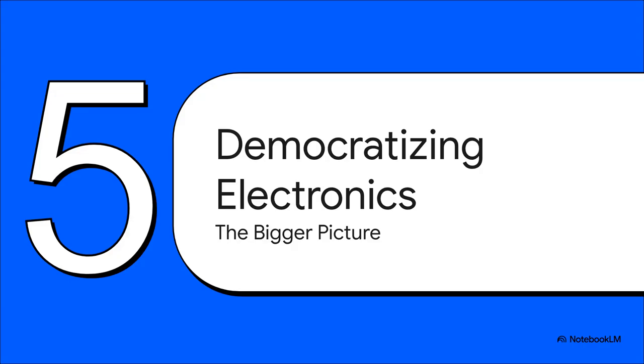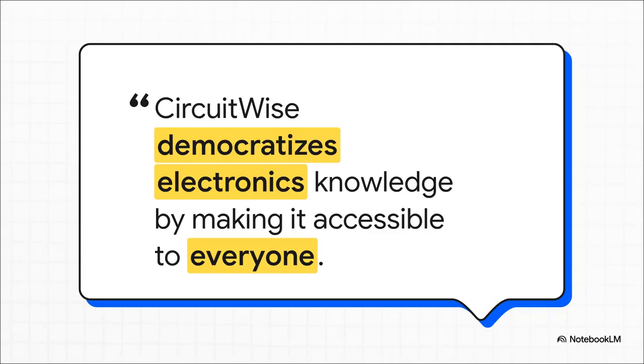So, when you step back and look at the whole thing, you realize this is about way more than just a cool app. When you put this kind of powerful AI identification together with this kind of global accessibility, well, that's when you start seeing a much bigger impact. We're talking about a real shift in learning and innovation, and this really gets to the heart of it. CircuitWise democratizes electronics knowledge by making component identification accessible to everyone, regardless of their technical background or language. I mean, that says it all, right?